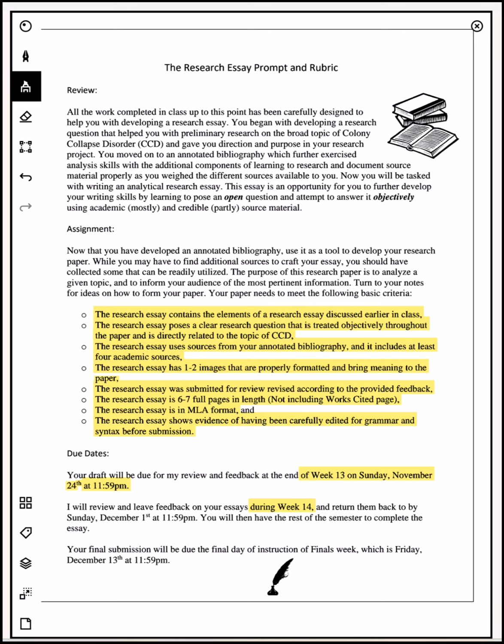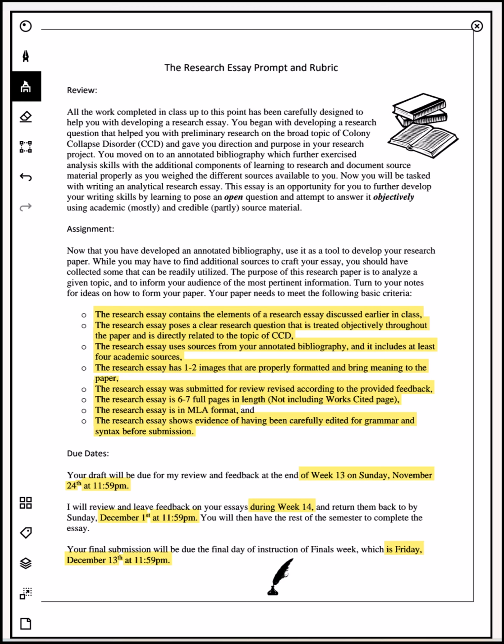And then I'm going to return it to you by December 1st at 11:59 p.m. And then you will have the rest of the semester to complete the essay. So your final submission will be on the last day of instruction during finals week. And that's not a Sunday, obviously, that's a Friday. So we're breaking from our typical Sunday deadline, and it's going to be due on Friday, December 13th at 11:59 p.m. And so that is when I need to see all final submissions.